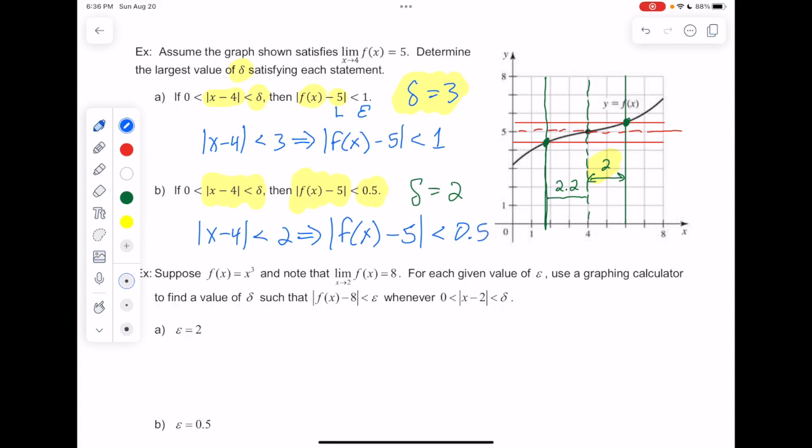So there's some specific work with epsilons being given and us choosing the delta. Notice it's always the epsilon first, and then we choose a delta that'll satisfy what they wanted to happen.